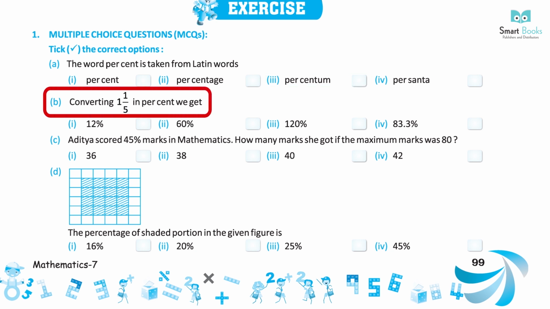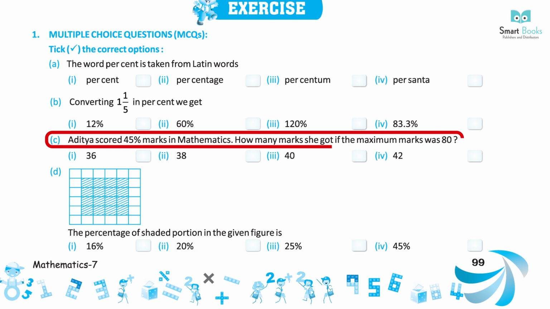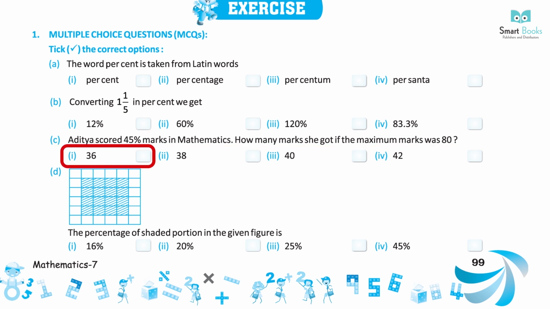B. Converting 1 upon 5 in percent, we get first 12%, second 60%, third 120%, fourth 83.3%. Solution: second 60%. C. Aditya scored 45% marks in mathematics. How many marks did she get if the maximum marks was 80? First 36, second 38, third 40, fourth 42.